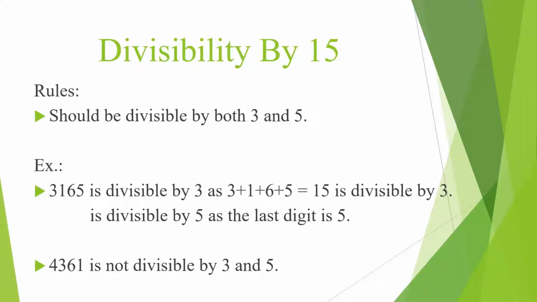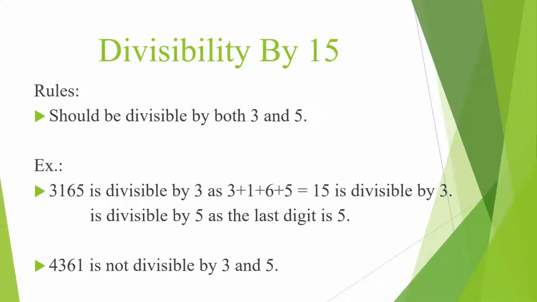The divisibility rule for 3 is that all the digits need to be added up and the total number should be divisible by 3. And the divisibility rule for 5 is the ones digit should be 0 or 5. Now let us consider an example, 3165.